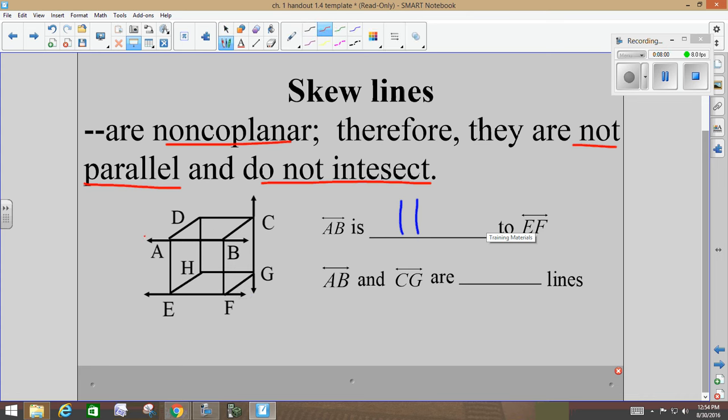How about line AB and line CG? Parallel or skew? Skew. There's no symbol for skew. You have to write that one out. Skew lines, they don't intersect, but they're also not parallel.